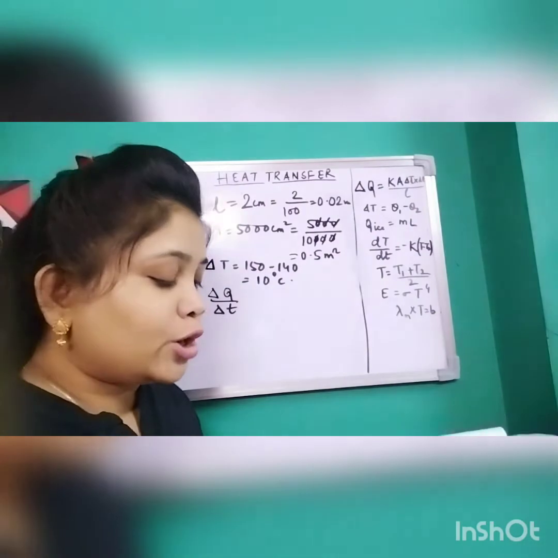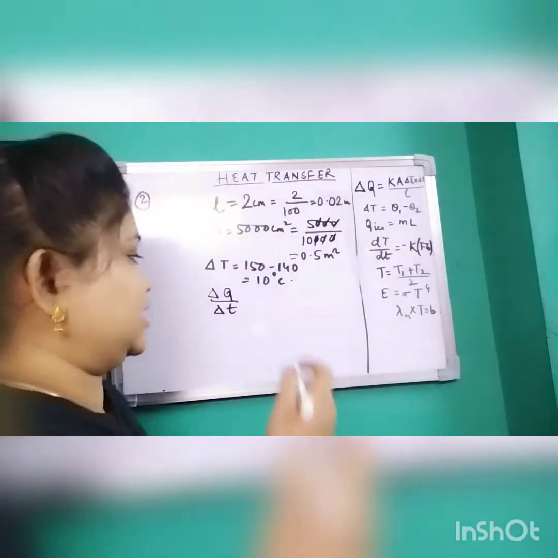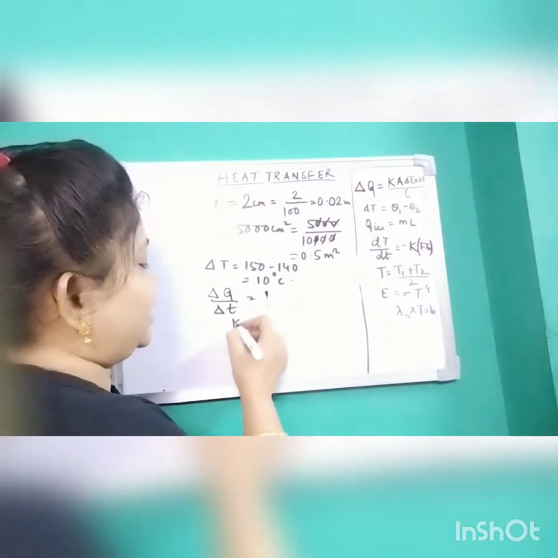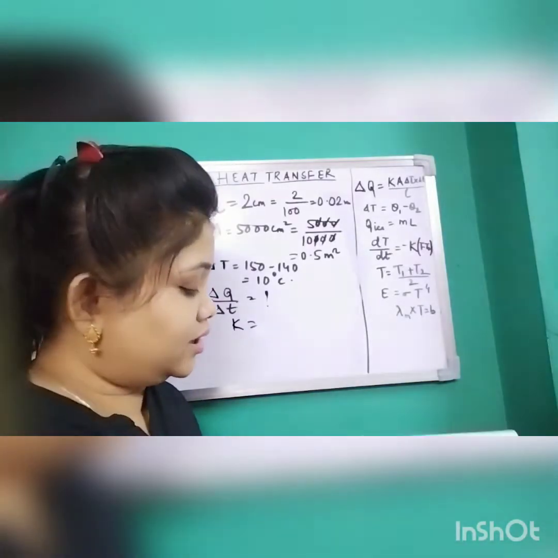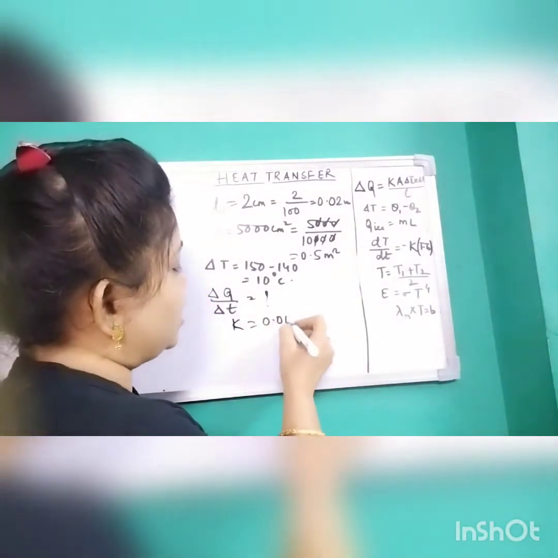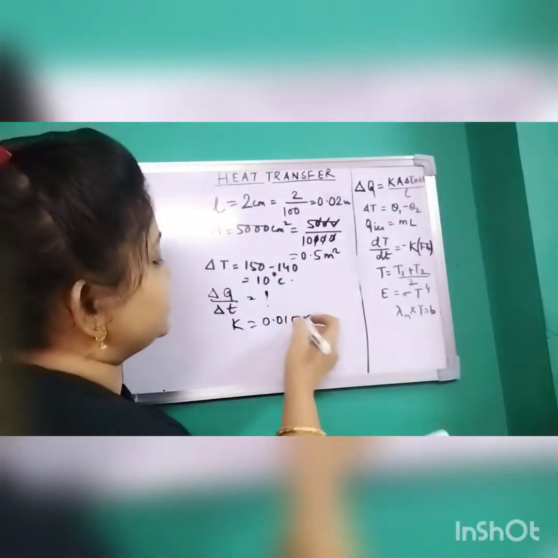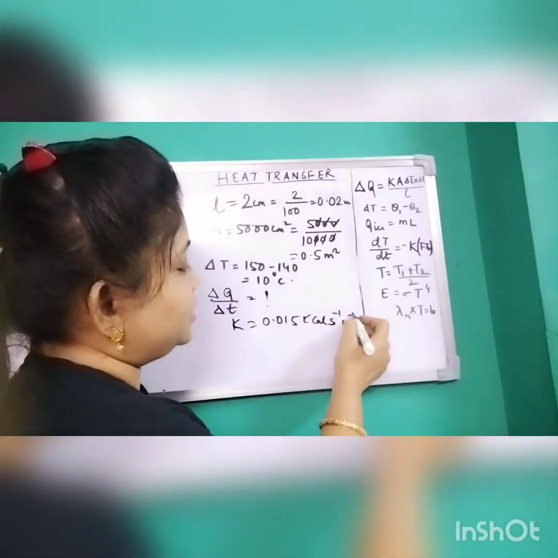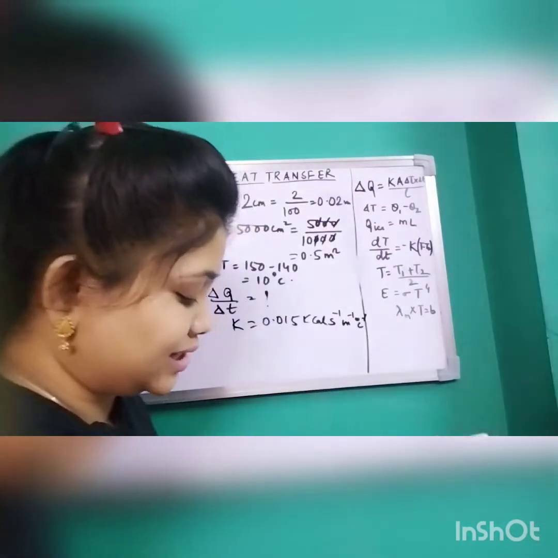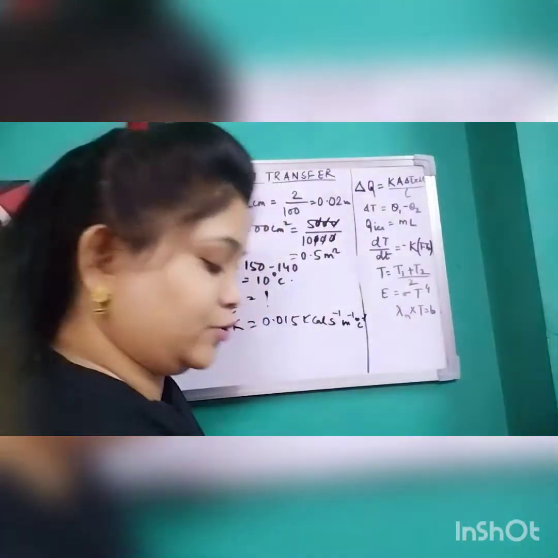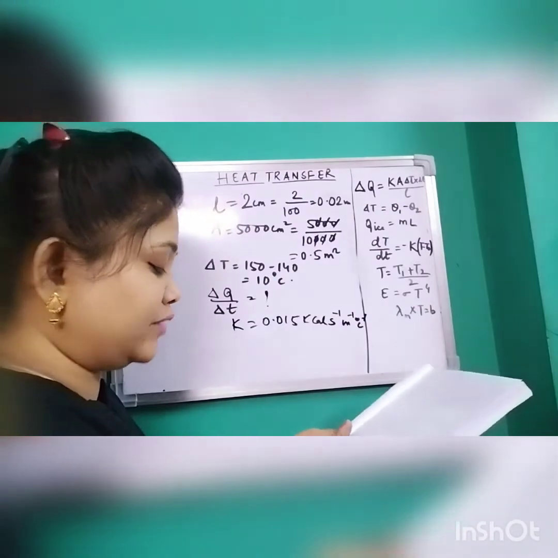What else is given? Coefficient of thermal conductivity. That means this you have to find out. K is given as how much? 0.015 kilocalories per second per meter per degree centigrade. So these are the things given to you. Okay, so 0.015 this.